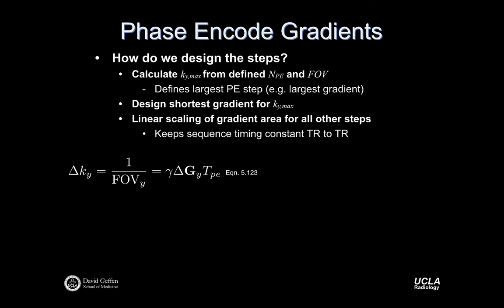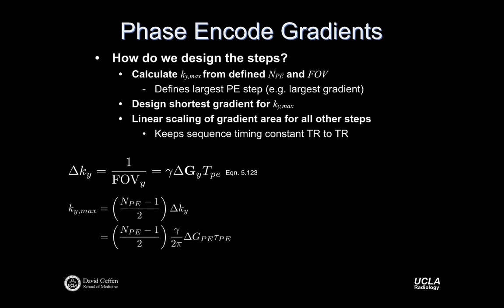So the delta ky that you need is just 1 over the field of view. Typically we pick the field of view, and we don't really care about what the delta ky is behind the scenes. But what does matter to us is the available gradient strength, and maybe the duration of the phase encoding gradient itself. And so the delta ky that we can achieve is related to gamma times the delta in the gradient strength. So you have these little steps in gradient strength to get to different lines in k-space. And then, of course, the duration of that phase encoding gradient itself.